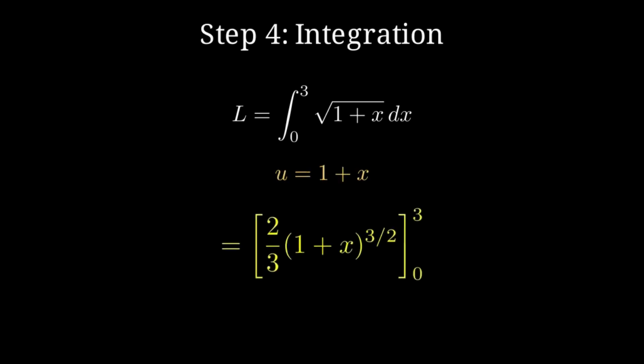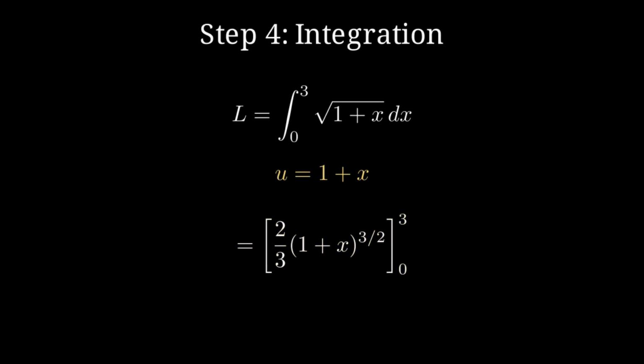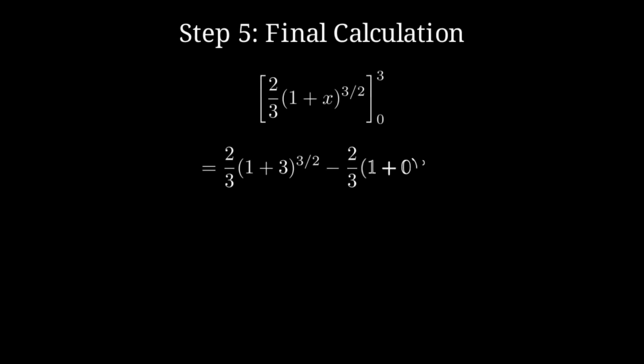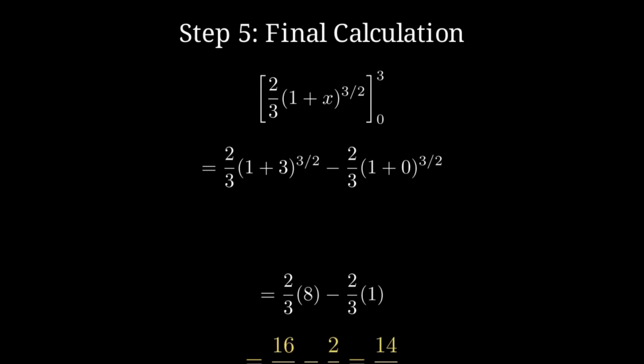The antiderivative of 1 plus x to the 1/2 is 2/3 times 1 plus x to the 3/2. Now we just need to evaluate at the boundaries. Plugging in 3 gives us 2/3 times 8, and plugging in 0 gives us 2/3 times 1. Subtracting these results, we find the total arc length is exactly 14/3, or approximately 4.67 units.